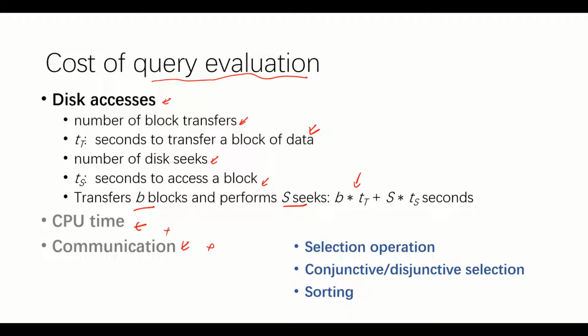Okay, so these are the main topics that we're going through. How do we do selection? How do we do conjunctive and disjunctive selection? And also finally sorting. We have covered these two in our online lectures, I think last week. So today we'll just be covering this portion.